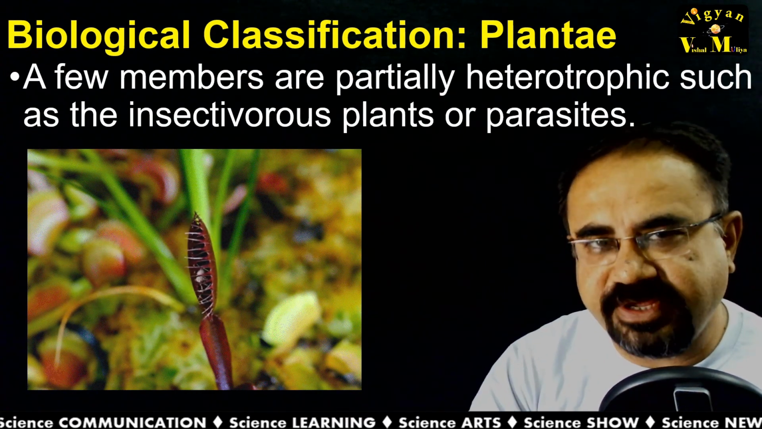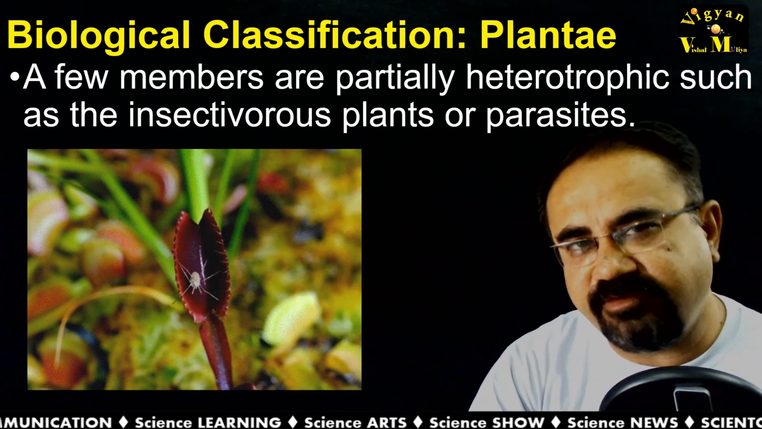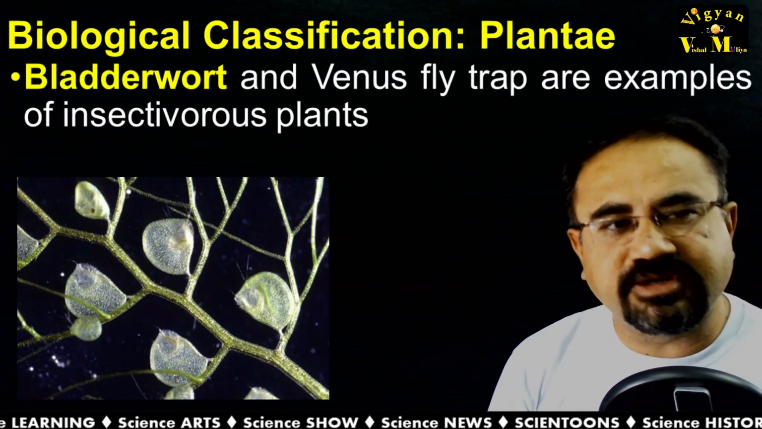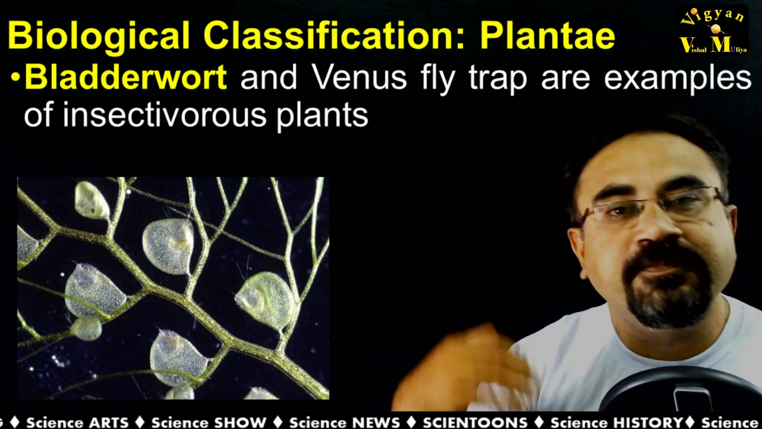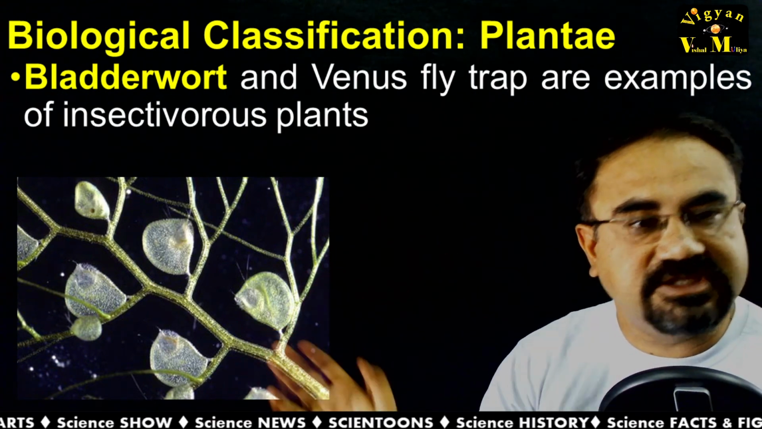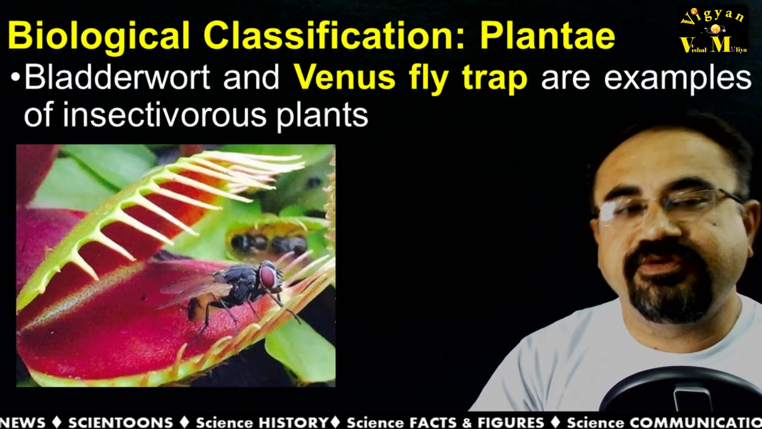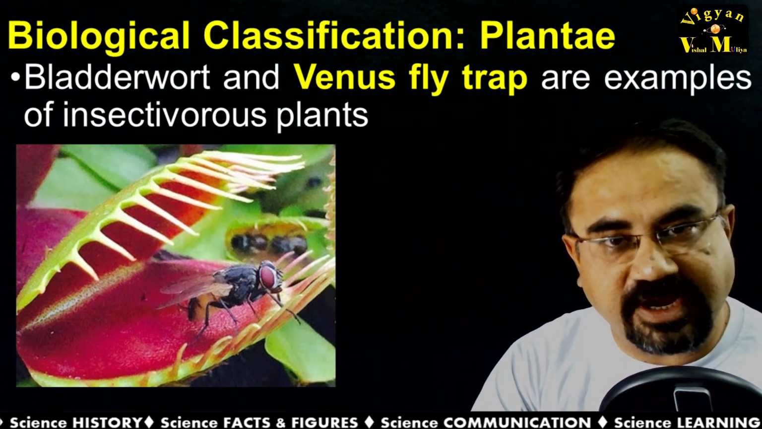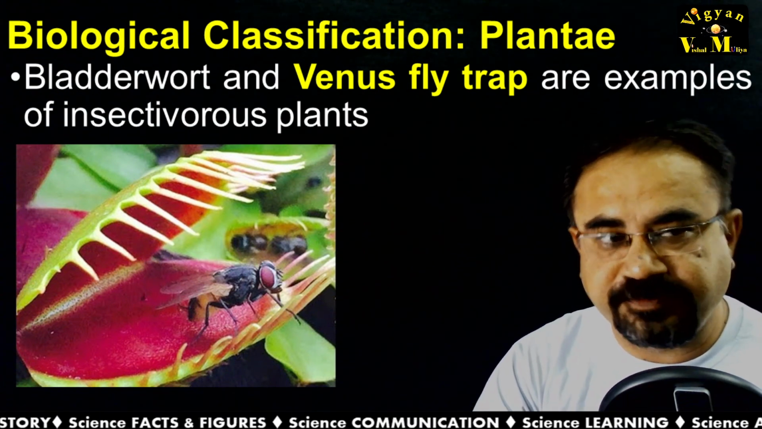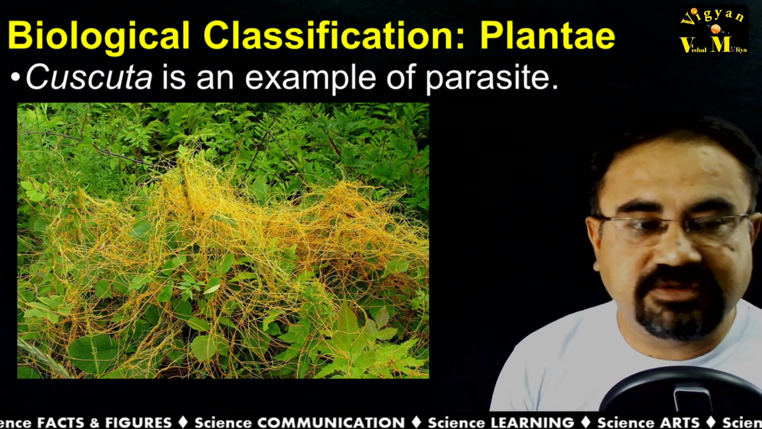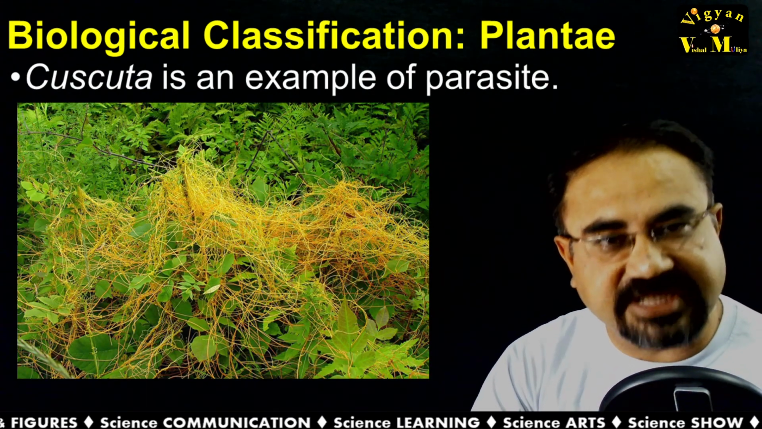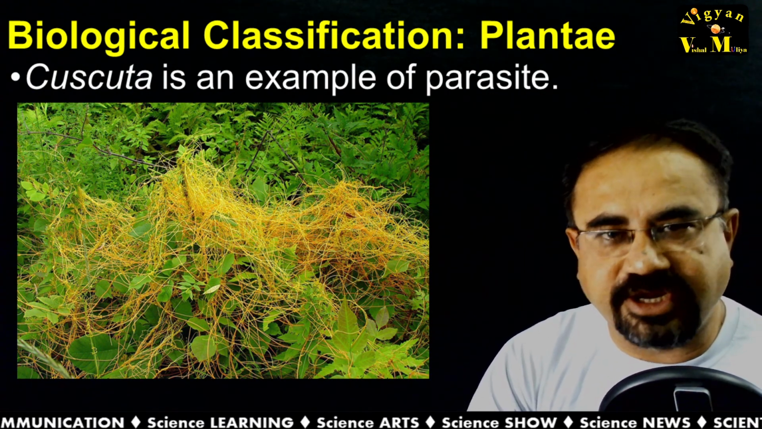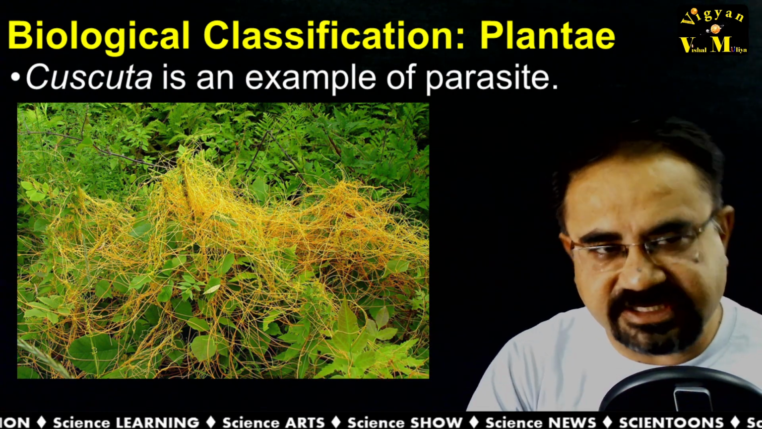A little bit of discussion will be here, the rest or more detail will be in the NEET level lectures. Bladderwort is one example of an insectivorous plant, which you can see here. Another well-known example of an insectivorous plant is Venus flytrap, and you can see Venus flytrap here in the photograph. Cuscuta is the best example of a parasitic plant. There are more parasitic plants also, which we are going to study in detail in the coming days.